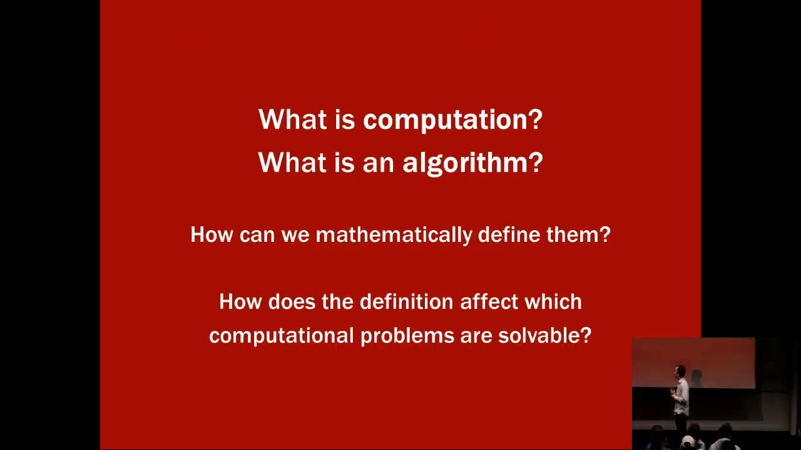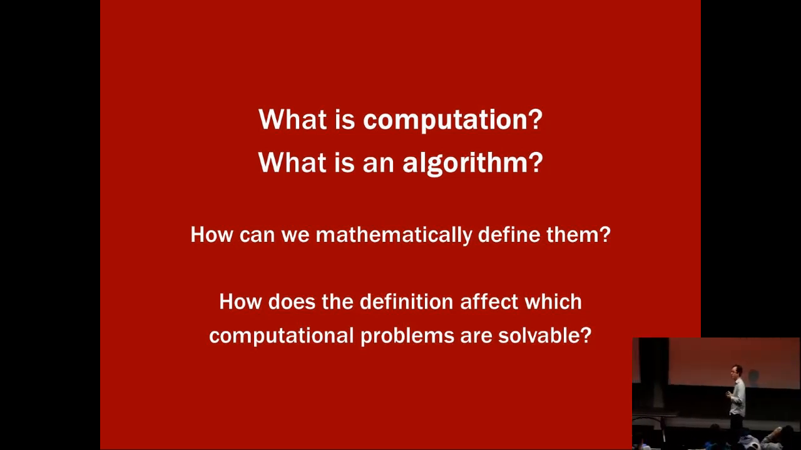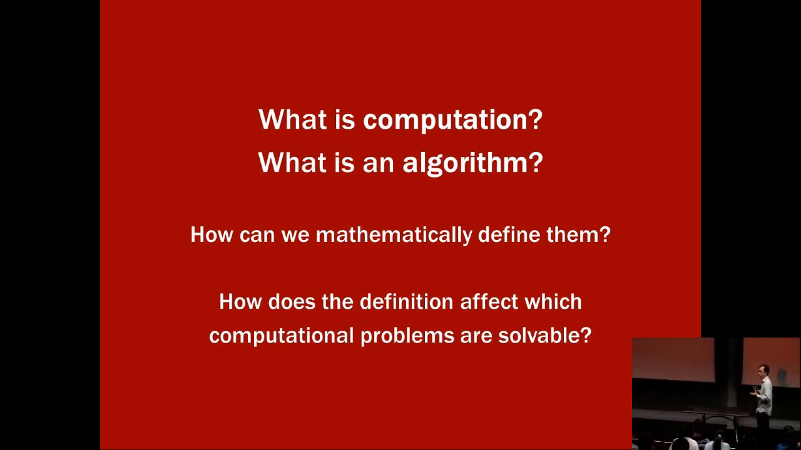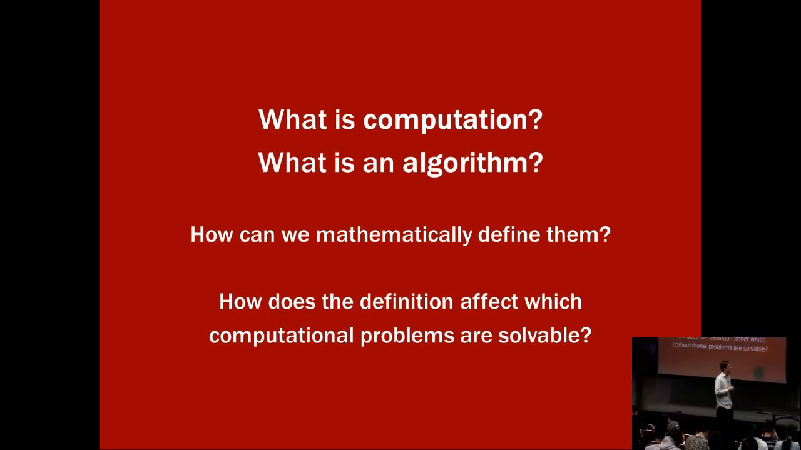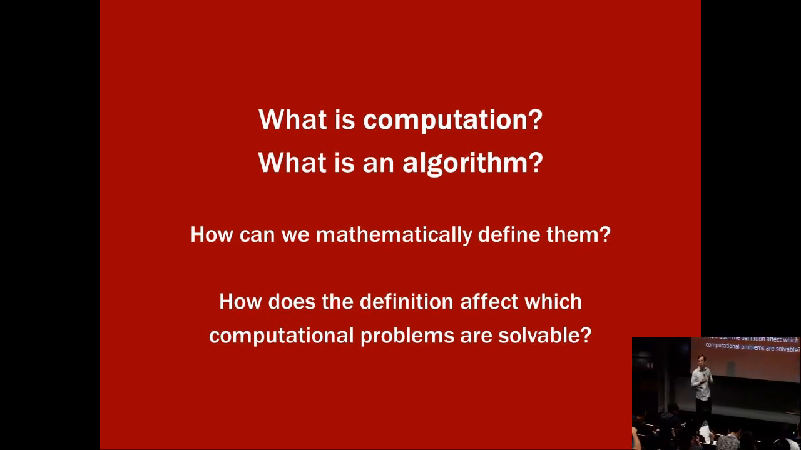Okay. So these are the questions we want to ask. What is computation, or what is an algorithm? And how can we really mathematically define these concepts and reason about them? And one reason we want to really have a clear definition of what these things are is so we can actually say, what is the set of problems that can be solved by computation? And in particular, we want to look at the question of whether the definition you make for computation affects what problems turn out to be solvable.